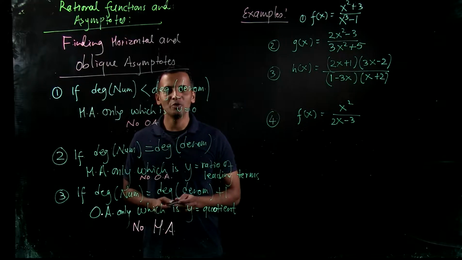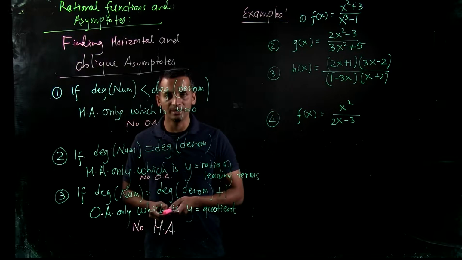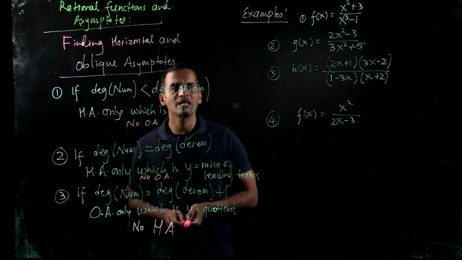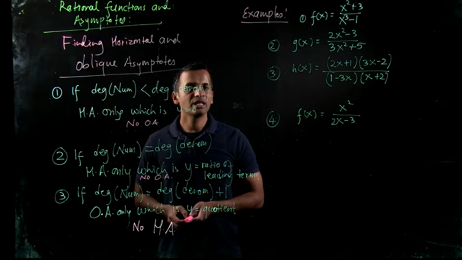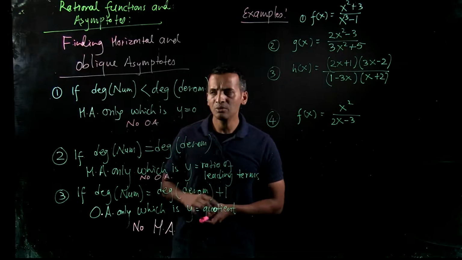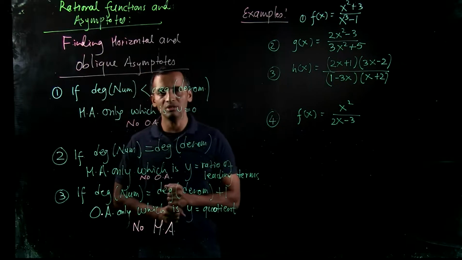Hi, in this video I'm going to show you how we find horizontal asymptote and oblique asymptote. Keep this in mind: if a function has a horizontal asymptote, then it will not have an oblique asymptote. Similarly, if a function has an oblique asymptote, it will not have a horizontal asymptote. The next thing is how do we find those?